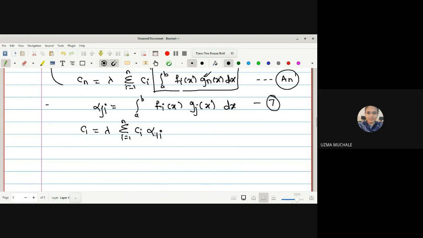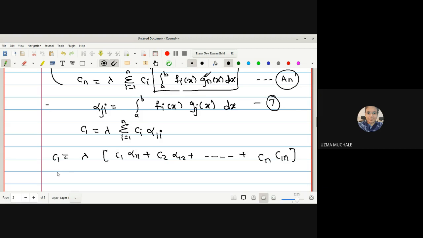Okay. So in this way, let me write this equation as C1 equals lambda, and after writing it in the form of addition, we can write it as C1 alpha 1 1 plus C2 alpha 1 2 plus up to so on. The last term will be Cn alpha 1 n. Here i will be varying, and j will vary in gj, because wherever you have i, you have to vary the values.